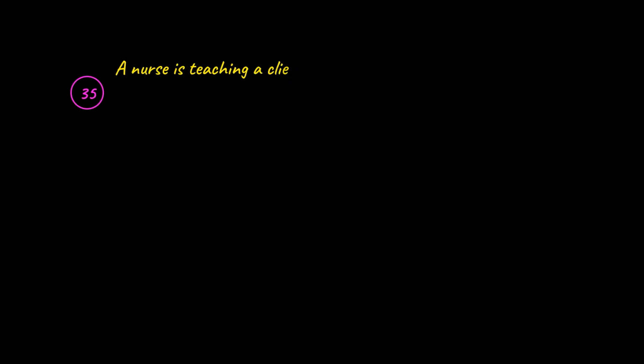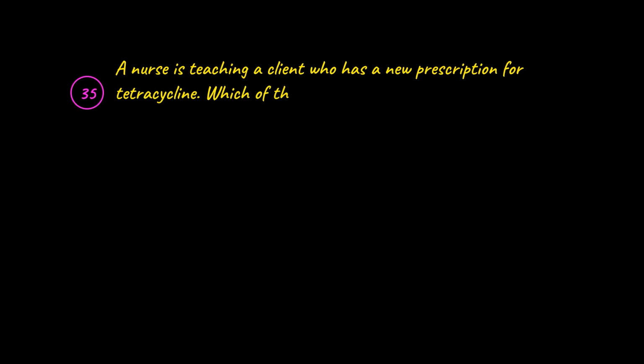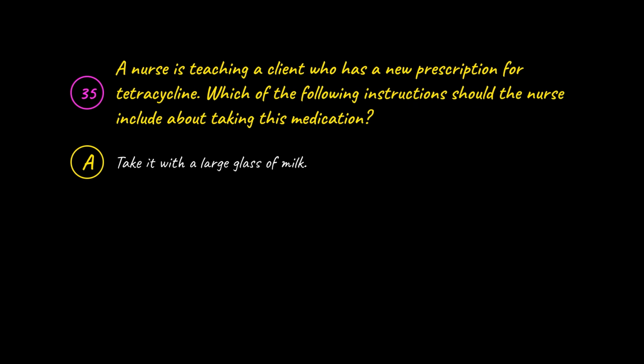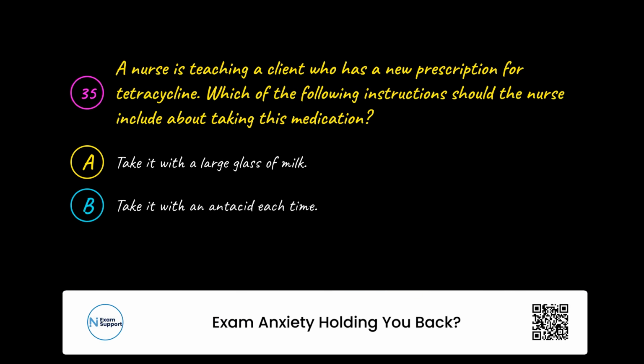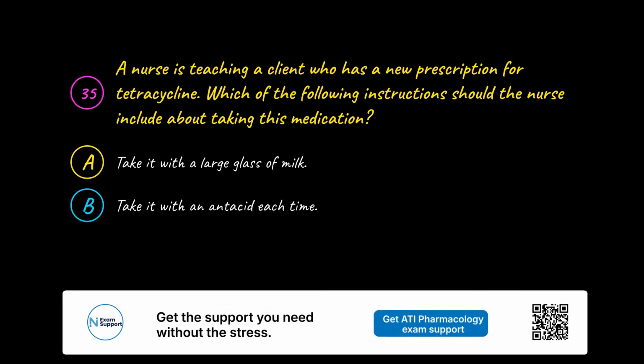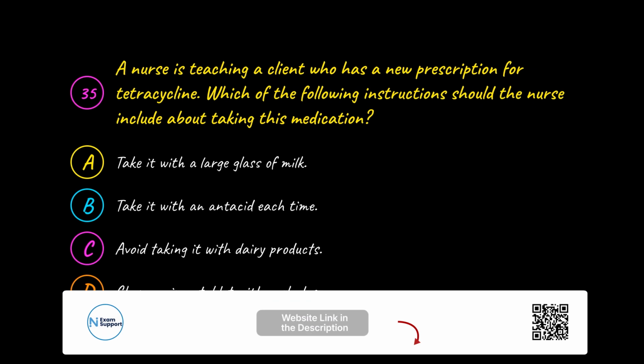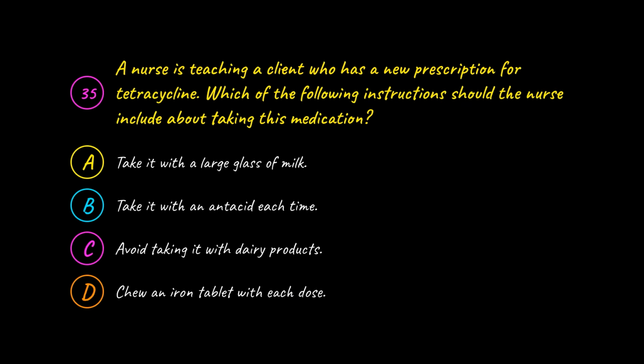Question 35. A nurse is teaching a client who has a new prescription for tetracycline. Which of the following instructions should the nurse include about taking this medication? Your options are: A. Take it with a large glass of milk. B. Take it with an antacid each time. C. Avoid taking it with dairy products. D. Chew an iron tablet with each dose. Before I reveal it, which one do you think is right?